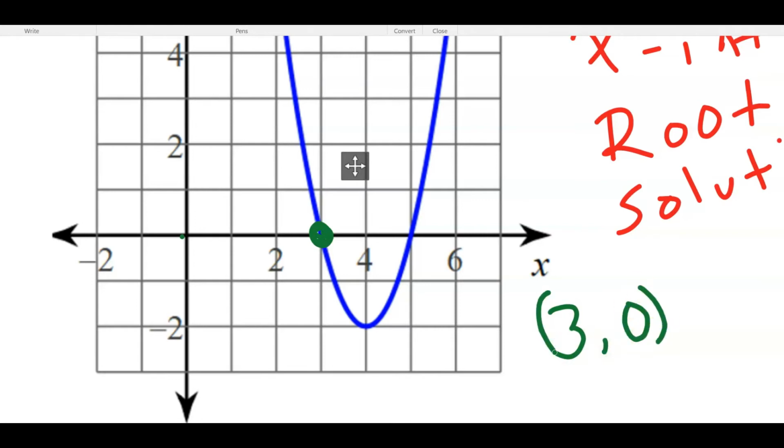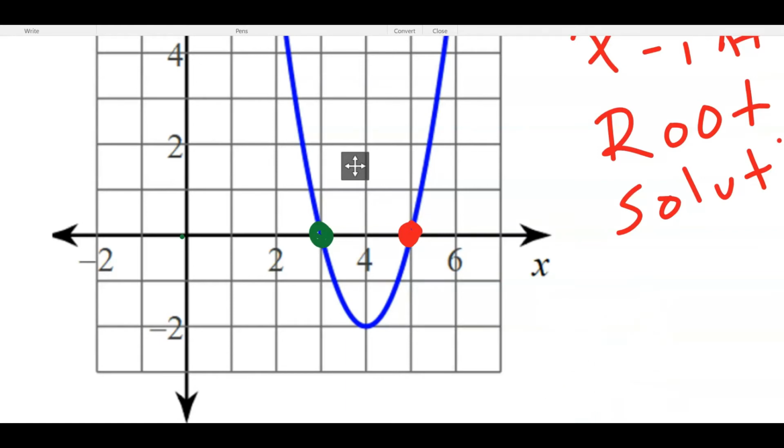Your x-intercept is always going to be at 0 on the y-axis. And the other x-intercept over here is at +5, so I'd say that's at (5, 0). Those are my x-intercepts, and a lot of times they call those roots, or they may call those solutions, but just be aware that that's what that means. It's just asking for an x-intercept.